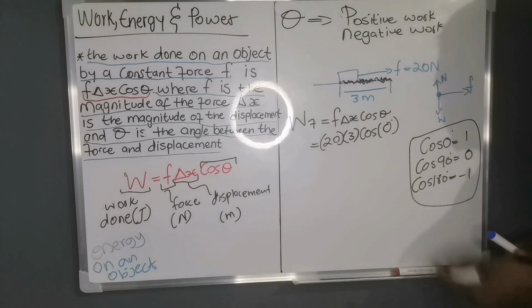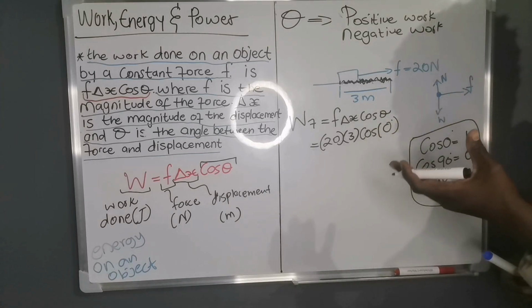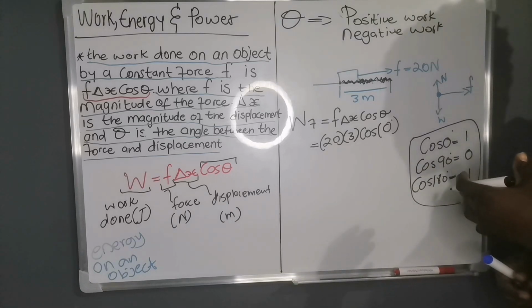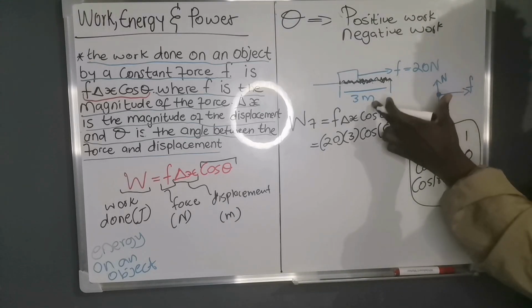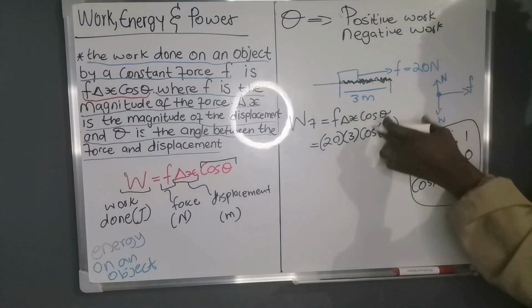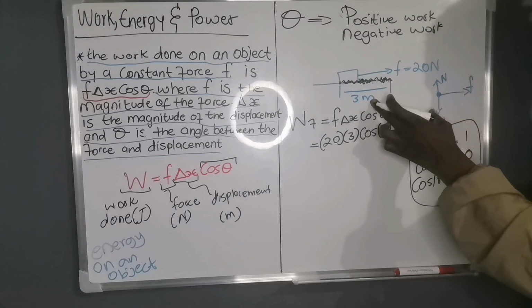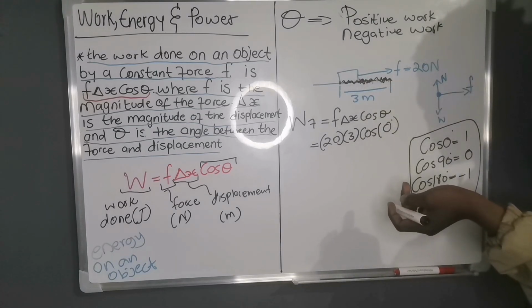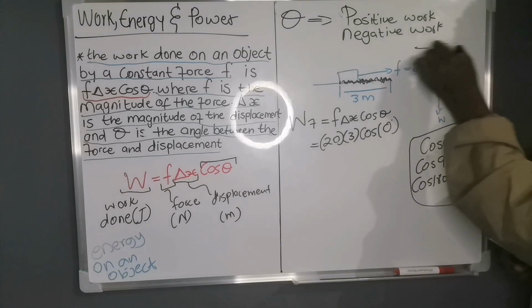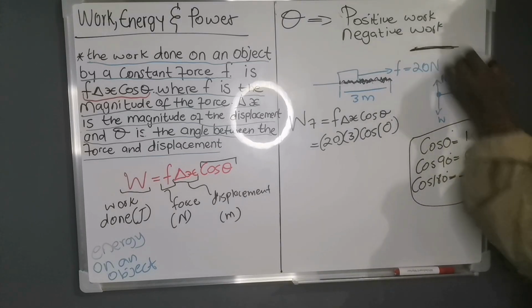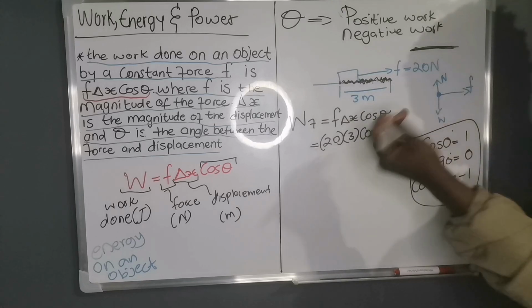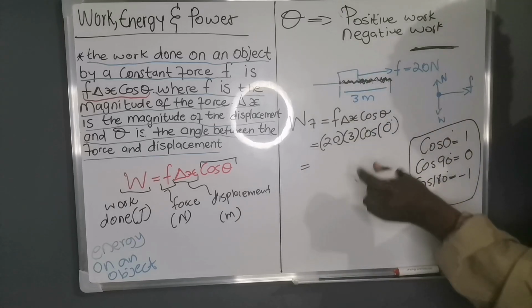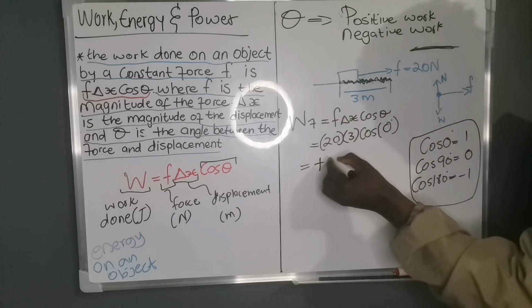I hope you understand. I am measuring my angle between my force and my displacement. Here I'm measuring the angle between force and displacement, and if I measure it properly, it is 0, since my force and displacement are on the same surface. I hope you understand it. Then 20 times 3 is 60. It's positive work.